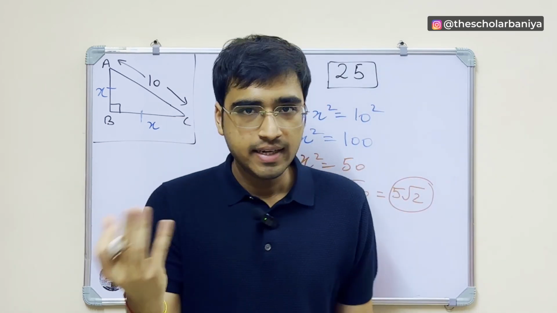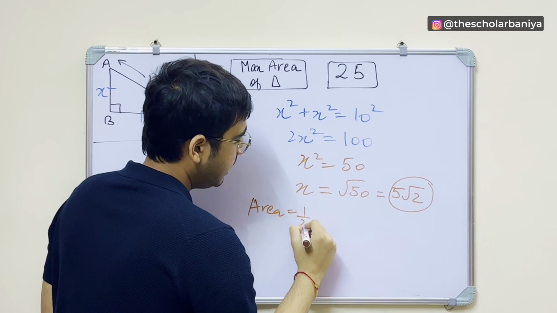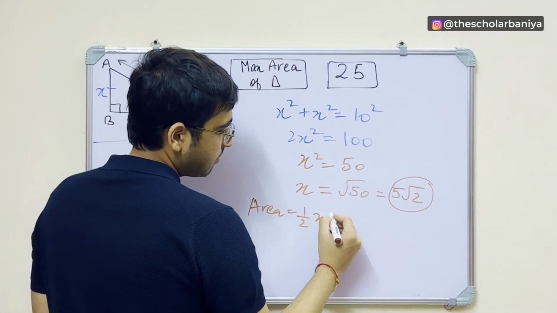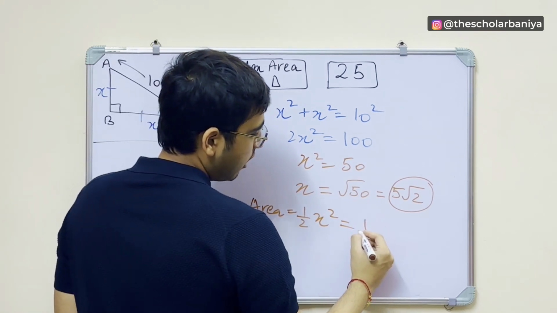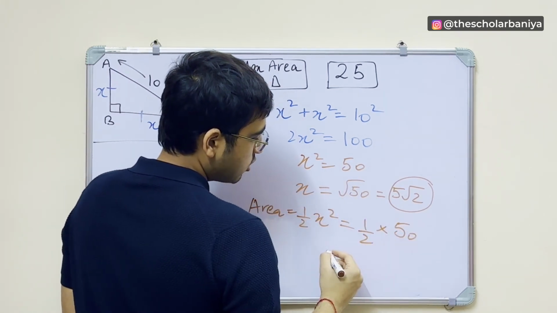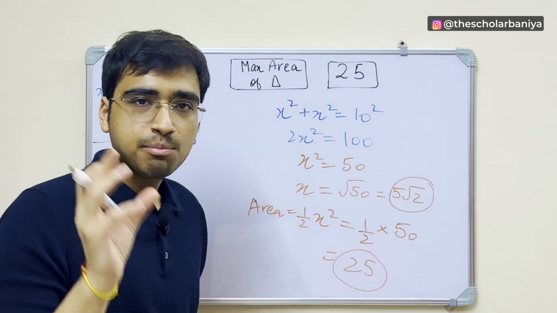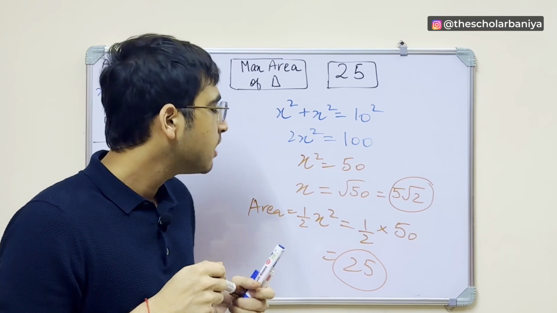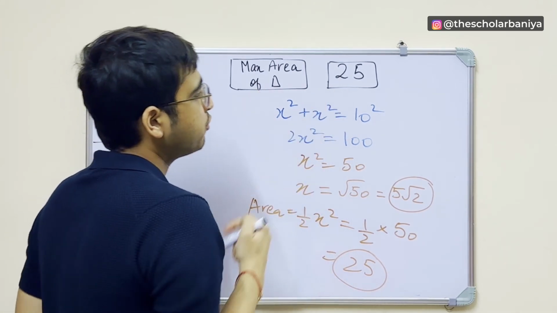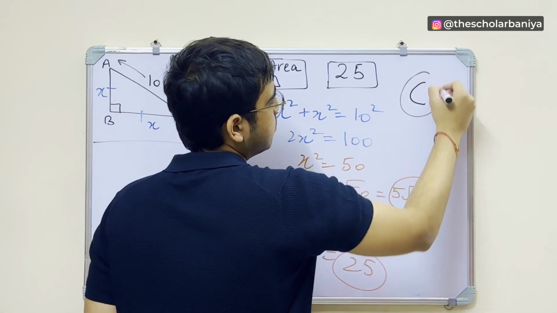Now, in order to find the area, what will the area be? The area will be half into base into height, which is half into x into x, which is half x square. What is x square? x square is 50. So this comes out to be 25. This means the maximum possible area of this triangle is 25. And so this is 25, this is also 25. So since both are equal, the final answer becomes C.